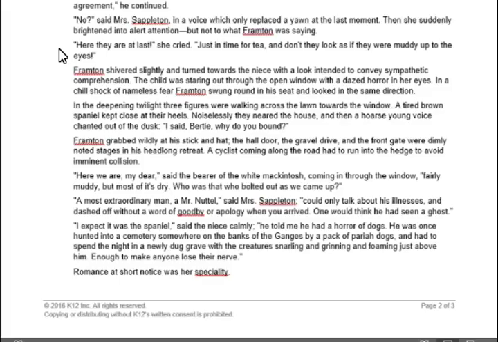"A most extraordinary man, Mr. Nuttall," said Mrs. Stapleton. "Could only talk about his illness, and dashed off without a word of good-bye or apology when you arrived. One would think he had seen a ghost." "I expect it was the spaniel," said the niece calmly. "He told me he had a horror of dogs. He was once hunted into a cemetery somewhere on the banks of the Ganges by a pack of pariah dogs, and had to spend the night in a newly dug grave, with the creatures snarling and grinning and foaming just above him, enough to make anyone lose their nerve." Romance at short notice was her specialty.